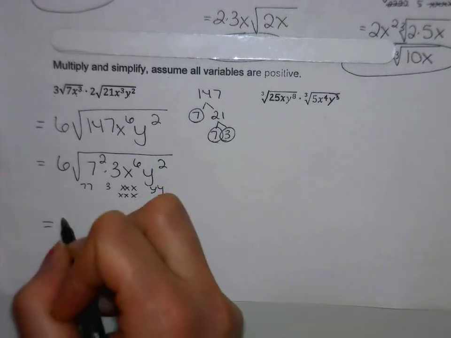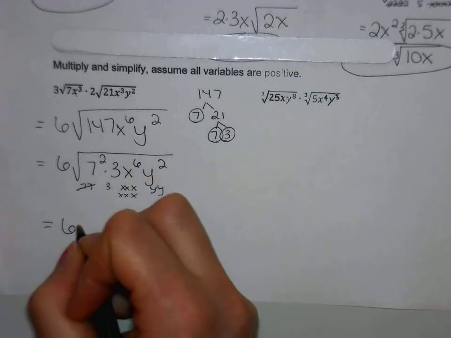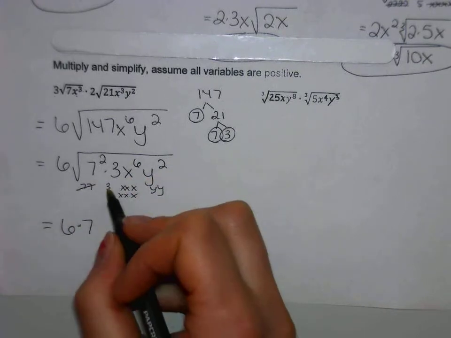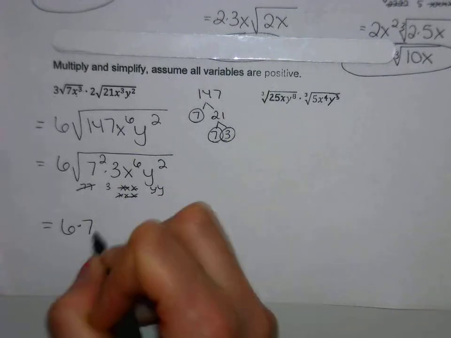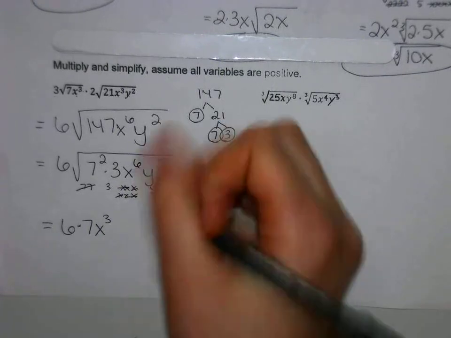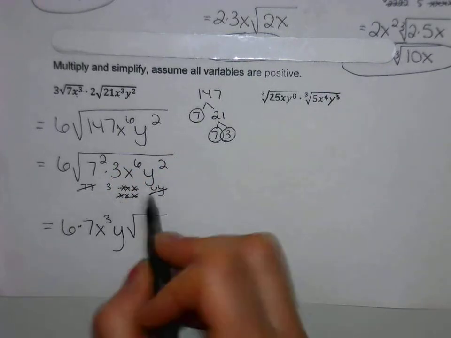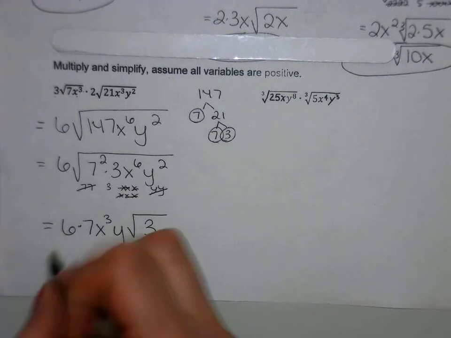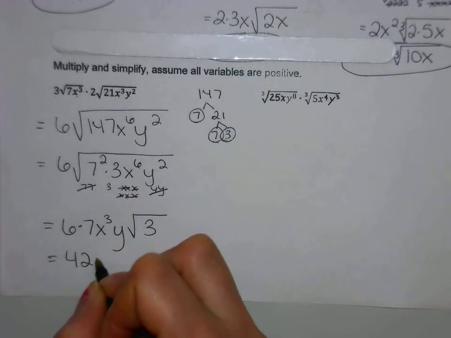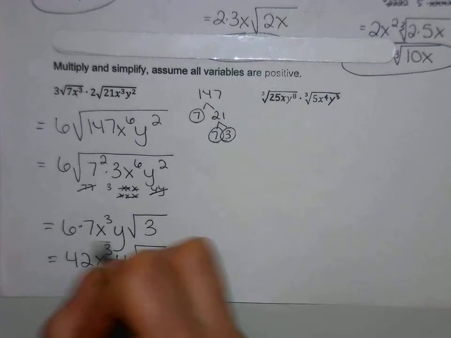So if we go to simplify this, we have 6. We can pull out one group of 7s. Can't pull out any 3s. We can pull out 1, 2, 3 groups of x's. We can pull out one group of y's. So all that's left that we haven't used is our 3. And lastly, 6 times 7 is 42. So we're left with 42 x to the third times y times the square root of 3.